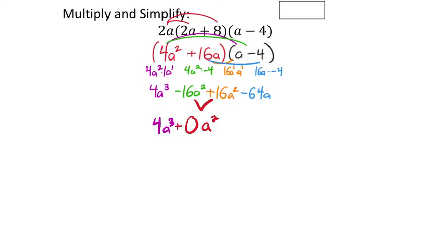So 4a cubed plus 0a squared minus 64a. And then, just to make everyone feel good inside, 4a cubed minus 64a.